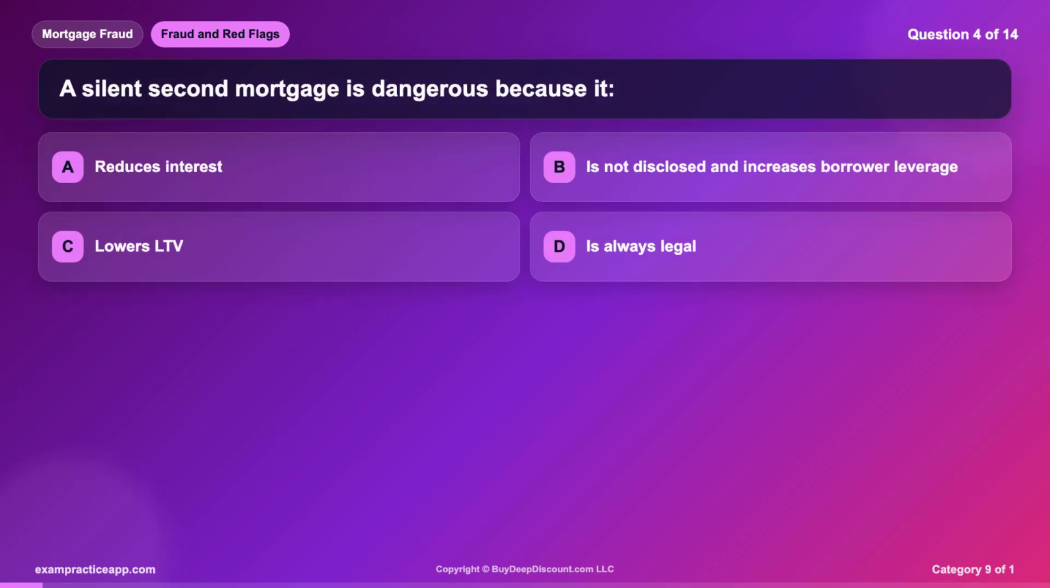Question 4. A silent second mortgage is dangerous because it, option A, reduces interest. Option B, is not disclosed and increases borrower leverage. Option C, lowers LTV. Option D, is always legal. Take a moment to choose your answer. The correct answer is option B, is not disclosed and increases borrower leverage. Explanation: undisclosed debt misrepresents borrower risk.